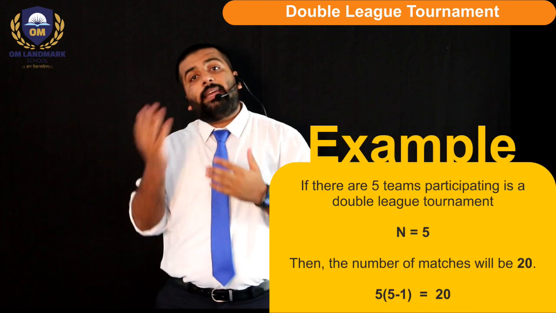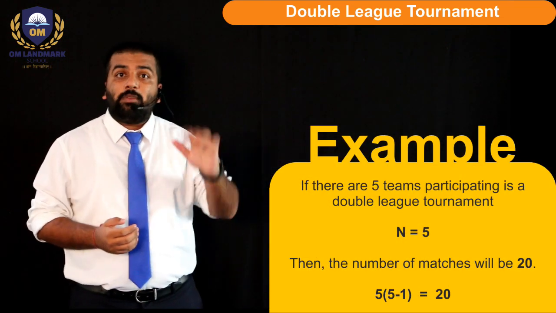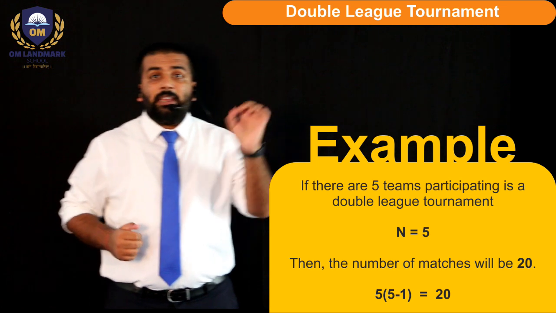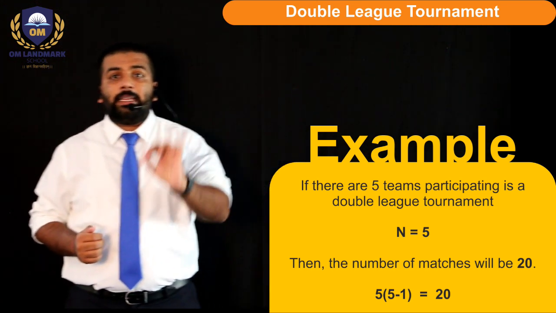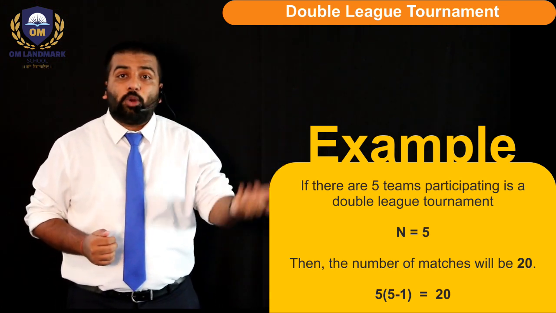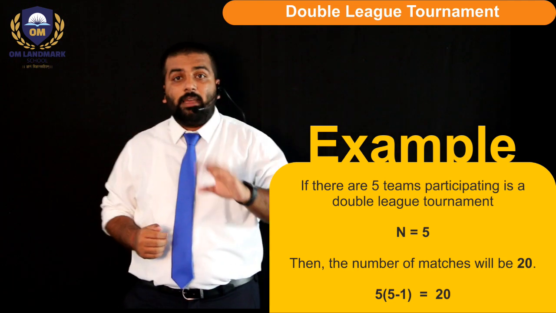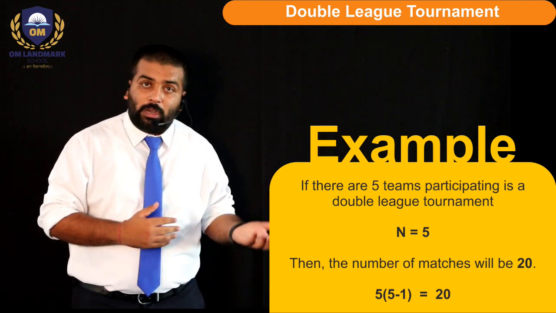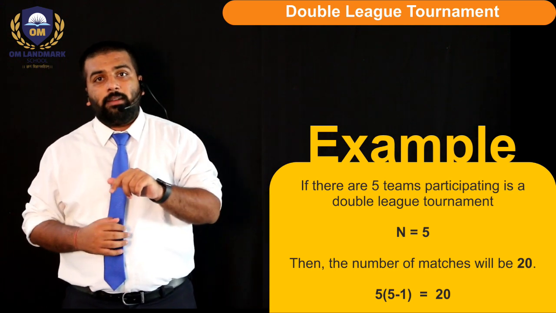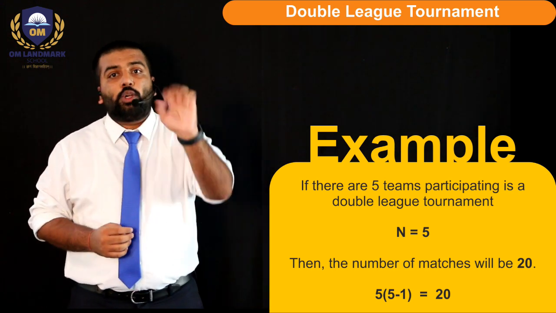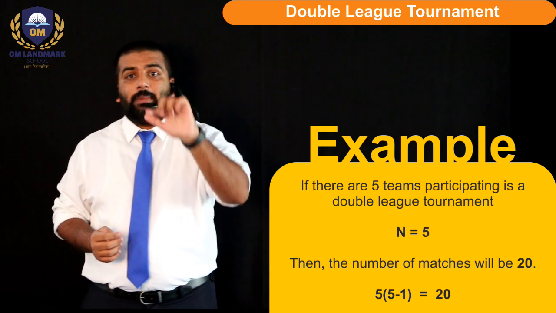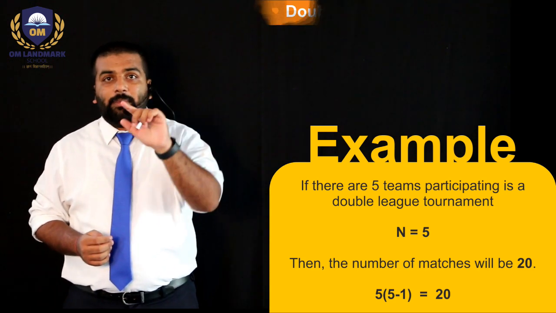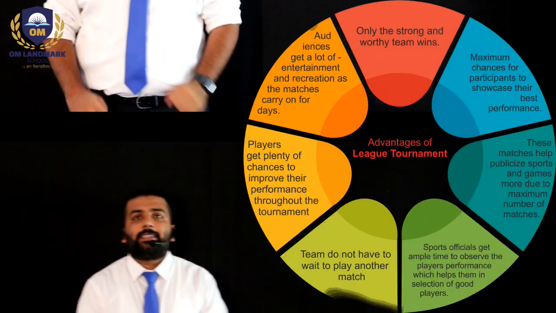Now we'll move towards an example. Taking the same 5 teams, if there are 5 teams participating in a double leg tournament, so n is equal to 5, then the total number of matches will be 20. Keeping it in the formula n into n minus 1, n is equal to 5, 5 into 5 minus 1, which is equal to 20.